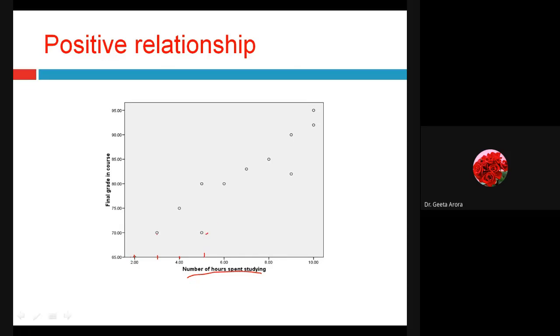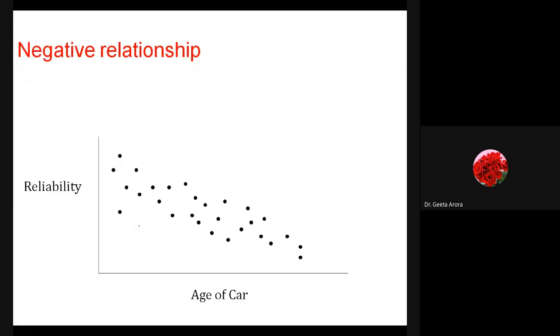So it depends. If I see the pattern as a whole, it is in an increasing direction. The points are not actually lying on a straight line, but the pattern is in an increasing direction. So here we are getting a positive relation.